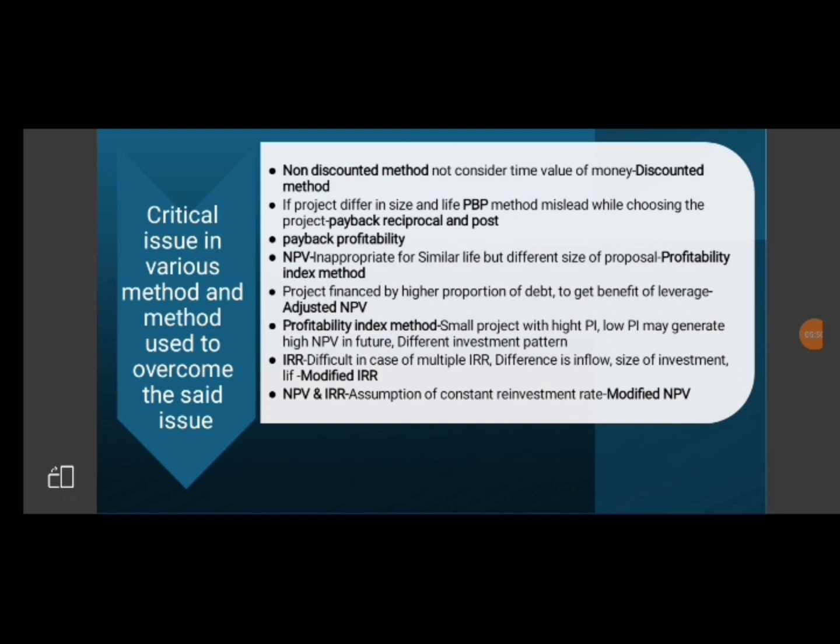Then what are the critical issues faced in the various methods we are choosing, and what are the methods which we use to overcome those issues? Under non-discounted methods, they do not consider the time value of money, whereas we can use discounted methods for overcoming this issue. If projects differ in size and life, the payback period method will mislead in choosing the project. So payback reciprocal and post payback profitability can be used for overcoming these issues.